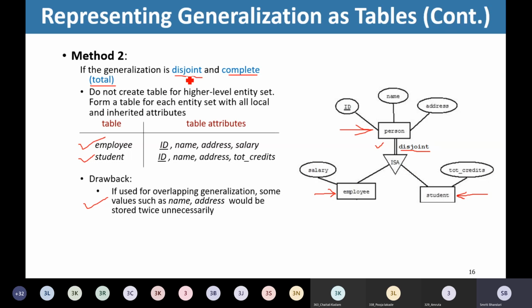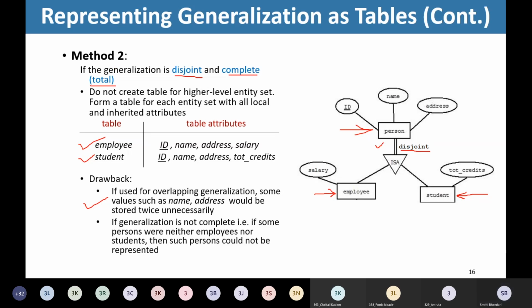Got it? So that is why we mentioned that if the generalization is disjoint, we should prefer to use method number 2. And also we mentioned that if my generalization is complete, then use such a method. The other disadvantage or drawback that we may list here is with respect to the case where my generalization is not complete or not total. If my generalization is not total, then what will happen?